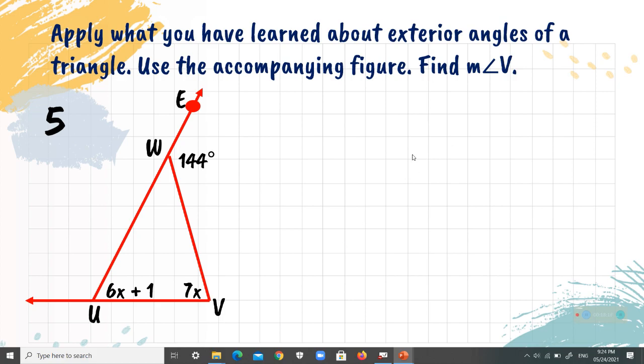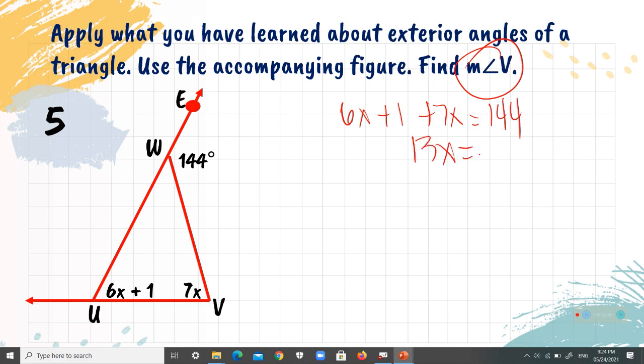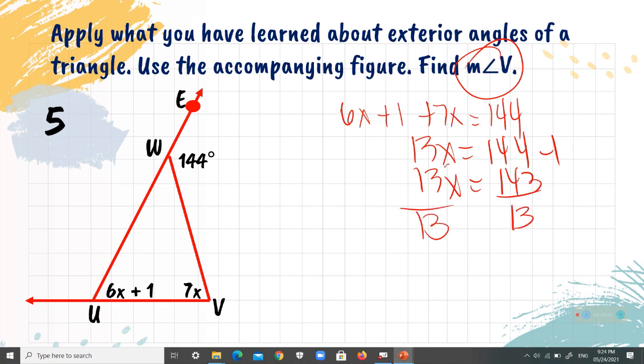Okay, find the measure of angle V. Okay, so for you to find that, you are going to solve first for the unknown variable x. Okay, so you will have here 6x plus 1 plus 7x equals 144. Then you will obtain 13x equals 144 minus 1. So 13x equals 143. Divide both sides of the equation by 13. So you will have x equals 11.